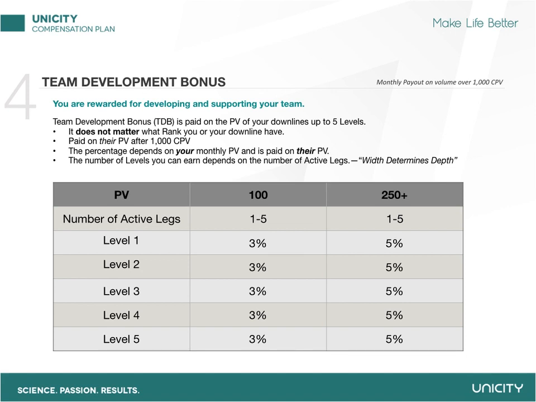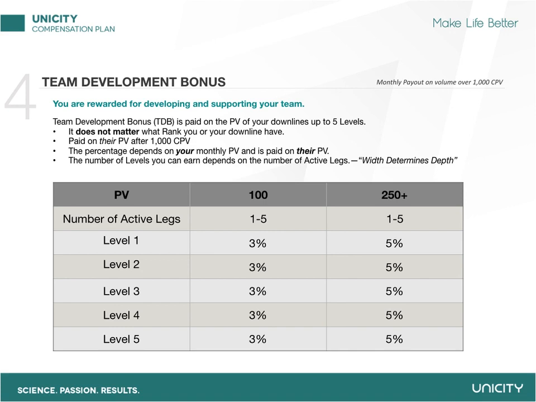As indicated by the chart, these are the only 2 options. If you've done 100 PV, you get paid 3%. If you've done 250 or more, you get paid 5%. There's a reason to do more, get more. But what you're paid on is determined by what you've done in terms of width. If you have 5 active legs, active being 100 PV, then you're going to get paid 5 levels deep. If you have 3 active legs, then you're going to get paid 3 levels deep. Your width determines your depth.